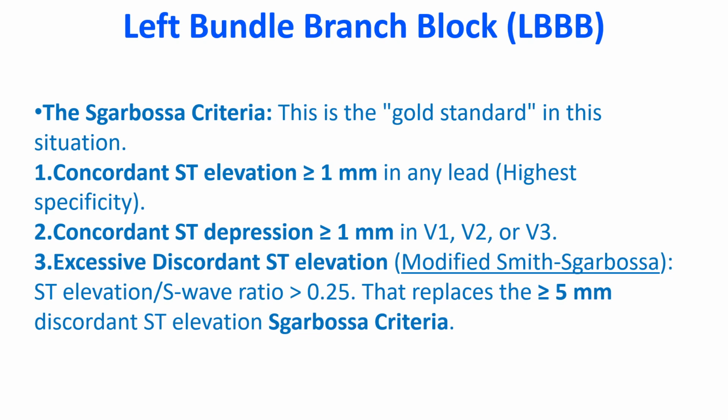Concordant ST depression of more than or equal to 1 millimeter in anterior leads. Or excessive discordant ST elevation, that's the modified Smith-Sgarbossa criteria: ST elevation to S wave ratio more than 0.25. That replaces the original Sgarbossa criterion of more than or equal to 5 mm discordant ST elevation.